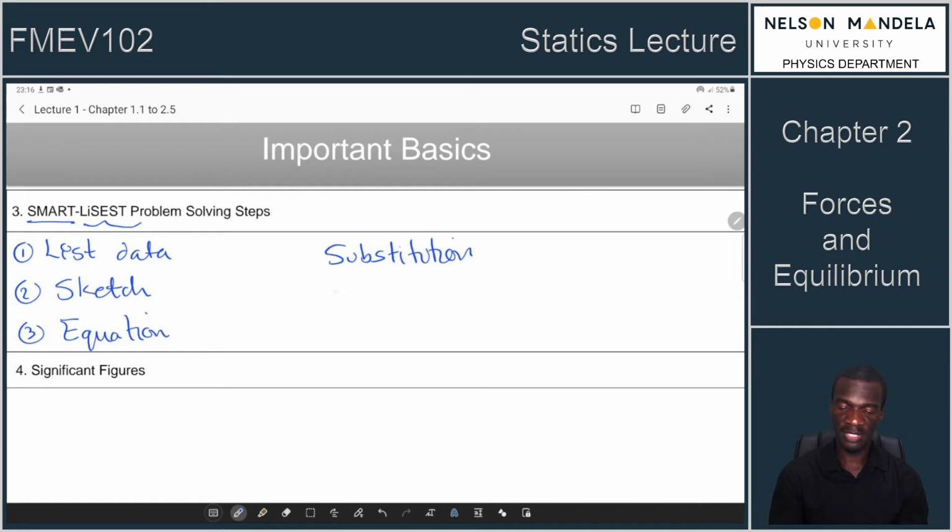Then if you're done with substitution, think and analyze what it is that you're supposed to do, and whether your answer really makes sense. So basically that's the last stage. This is why I call it LI. I just put this here for you to try and remember the stages you will need to go through when you are solving the problems.